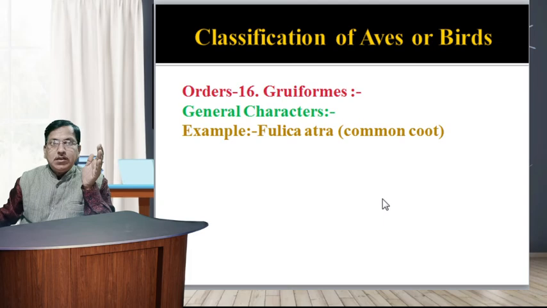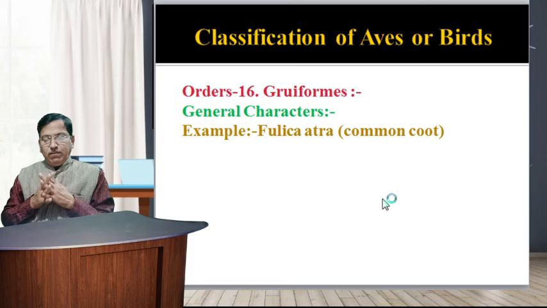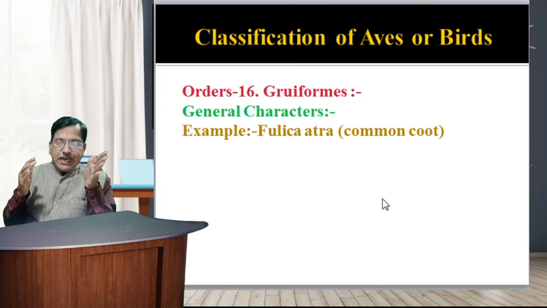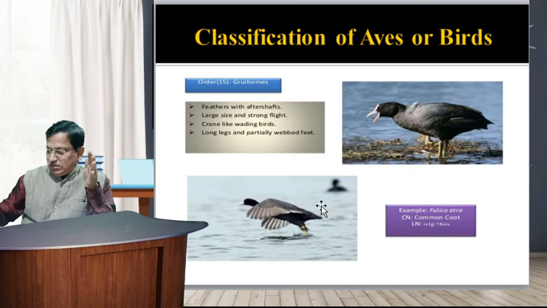Next, order 16, Gruiformes. General characters of the Gruiformes: small or large sized wading birds with long legs and partly webbed feet, beak heavy, omnivorous diet. Example is Fulica atra, common coot. These animal groups are included in the aquatic mode of life, feeding on muddy animals.